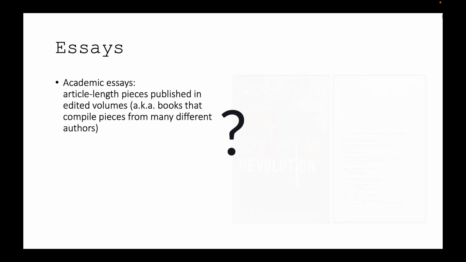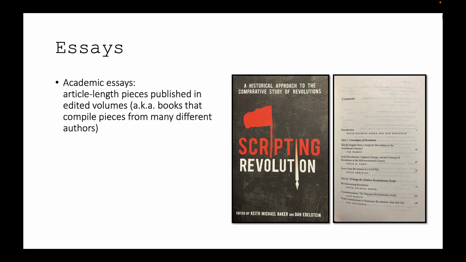Okay, the most complicating one is essays. What do we mean by an essay? Well, an academic essay is an article-length piece that's published in an edited volume. Okay, what is an edited volume? An edited volume is essentially just a book, but it's a book that isn't written by one person, a la a monograph. Instead, it's a book that's written by lots and lots of authors, tons of authors who each kind of contribute one chapter to the book.